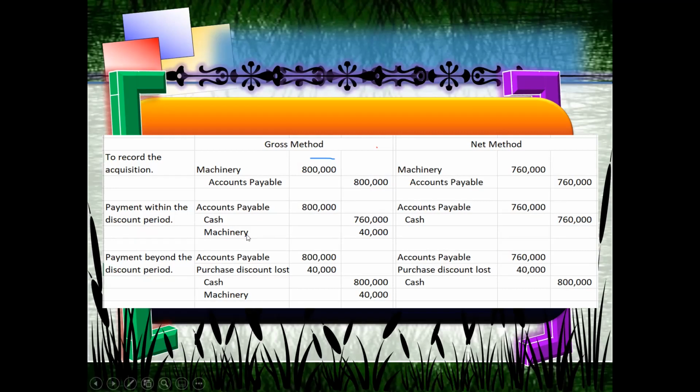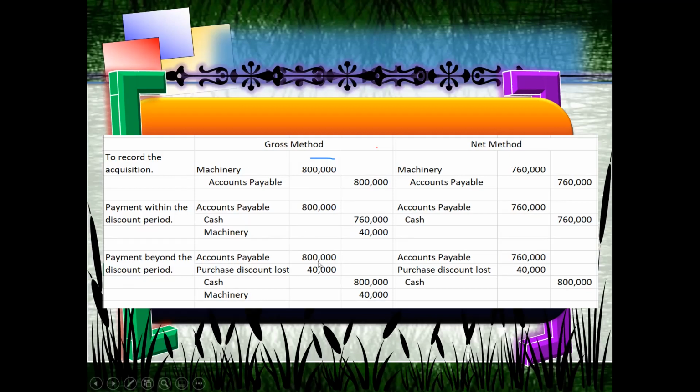So if you're going to look at this, ang ating machinery initially merong 800,000, naka-debit yan. So naka-credit tayo ng 40,000. So yung net amount ng machinery na nireport natin ay 760,000 lang talaga. Net already of the discount. Now, what if hindi na-avail yung cash discount? Nagbayad siya beyond the discount period na. So, ito yung entry naman natin.